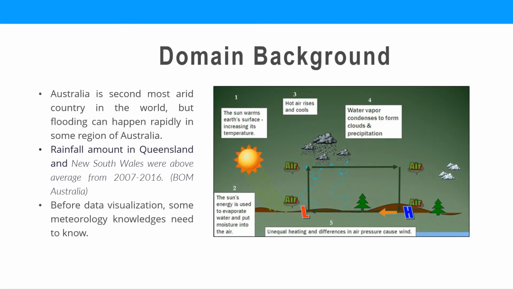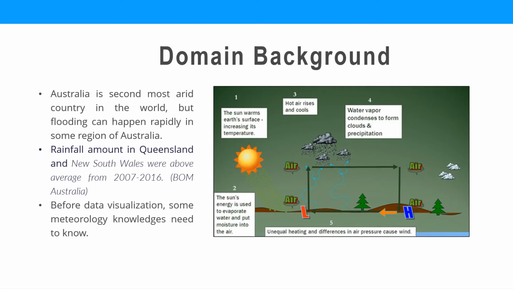Australia is a country with extreme weather change, even though it is the highest inhabited continent in the world. But flooding can happen rapidly in some regions of Australia, especially in Queensland and New South Wales. According to BOM Australia, rainfall amount in Queensland and New South Wales were above average from 2007 to 2016.